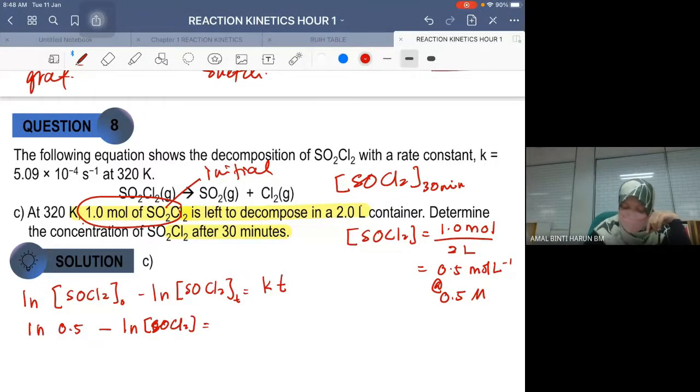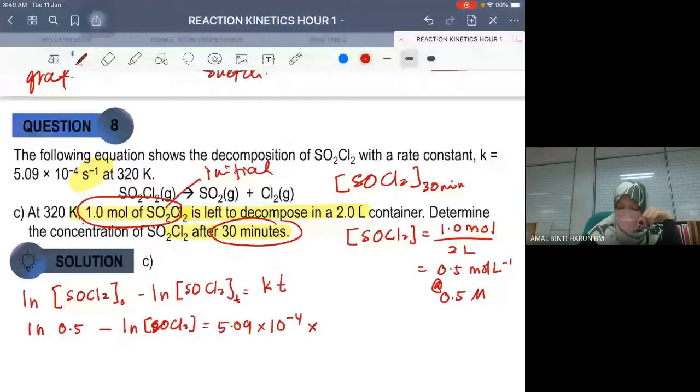K given, K dia 5.09 exponent negative 4 per second times t. Okay, kat sini please bear in mind that your unit is in second. Masa kamu adalah 30 minit. So 30 minit kita kena tukar. Yang mana nak tukar? Lebih senang, adakah nak tukar constant kepada minit atau nak tukar masa minit kepada saat? Lebih mudah kita ubah 30 minit ni kepada second. Jadilah saat dia.